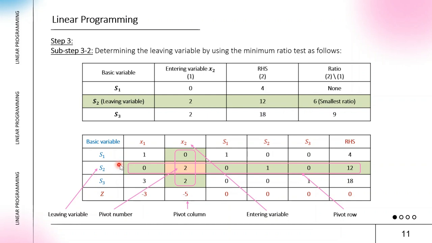The intersection of row S2 and column x2 is the pivot number, or pivot element, as we can see from the table. It means that in this iteration of the simplex table, the pivot element or pivot number is 2.